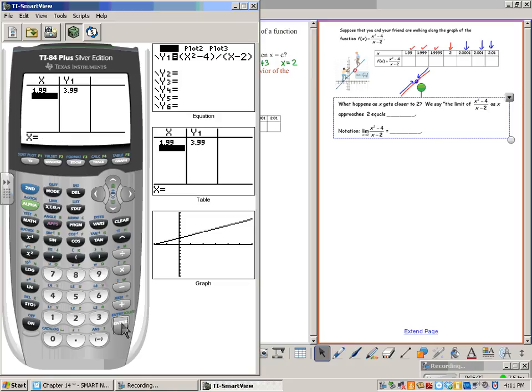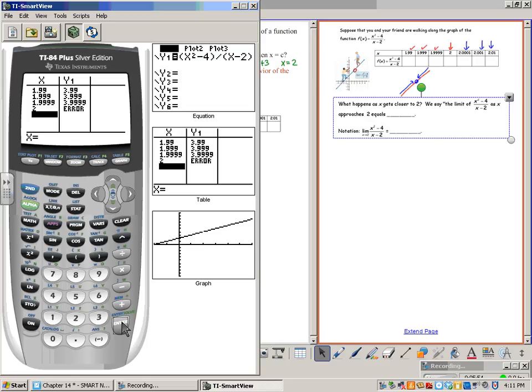We're going to see what happens. So at 1.99, y is going to produce 3.99. So then 1 point... Okay, so you see what's happening. And then I'm actually going to put in 2.